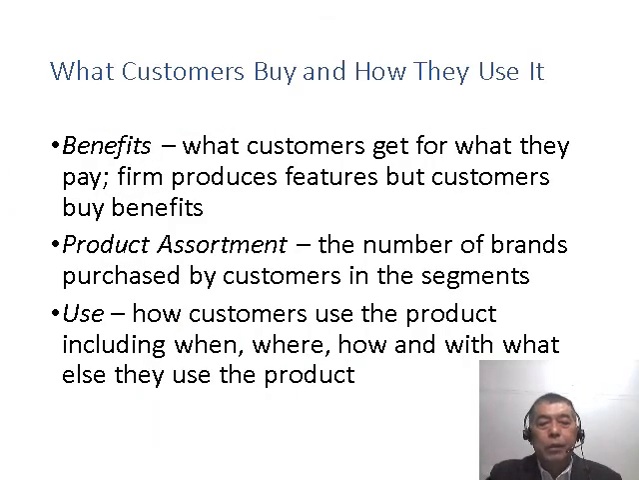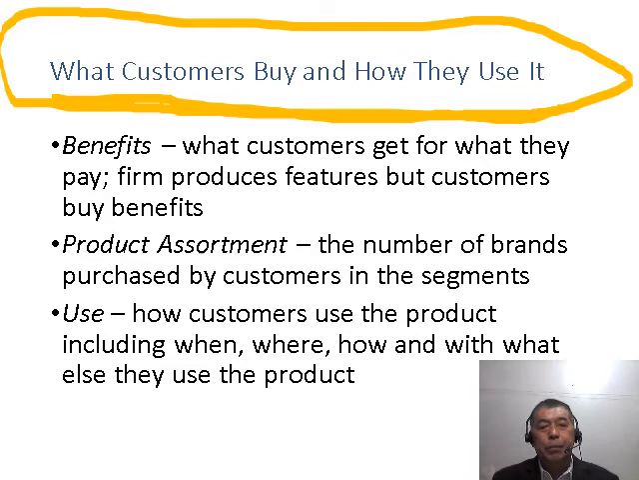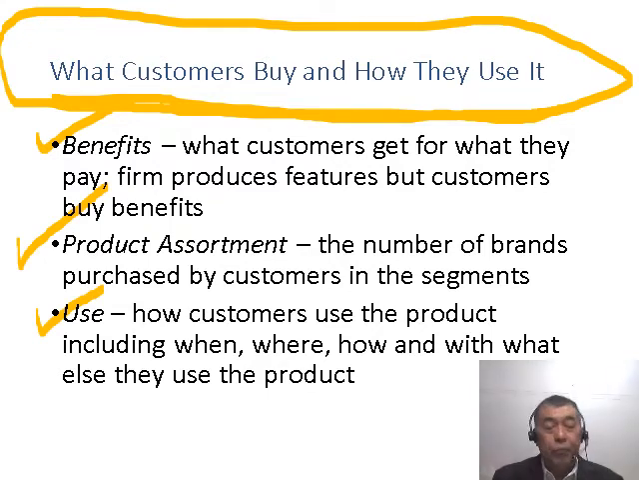So what customers buy and how they use it. Again, the purpose why customers buy may be for benefits or advantage. It could be product assortment, or it can be in terms of usage. When it comes to benefits, customers get what they pay for, the value. The firm produces features, but customers buy benefits.